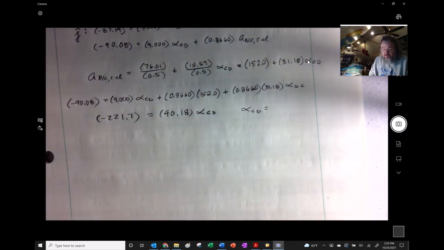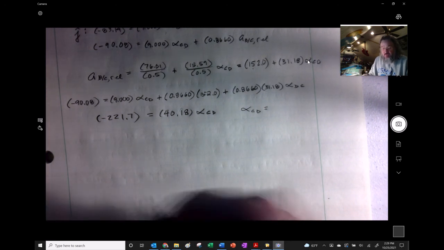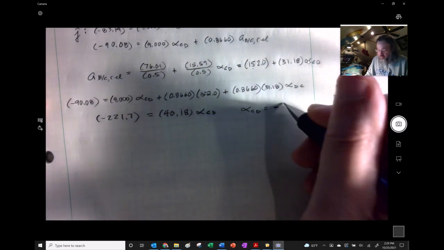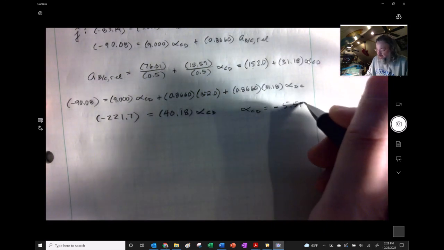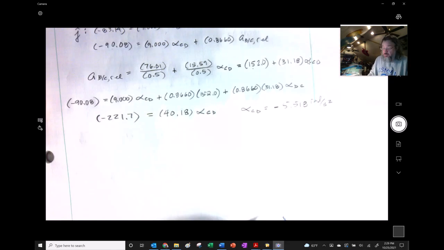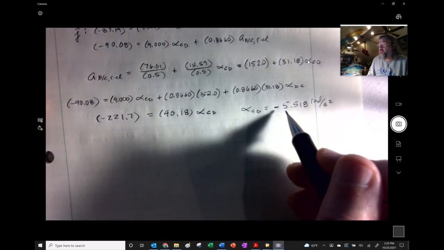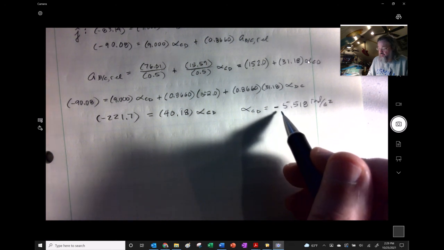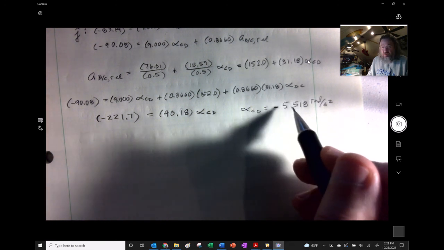And then I can take my 221.7, and what I find is I get a negative 5.518 radians per second squared. So that's actually the thing that we were trying to find, right? Yes, that's the thing we were trying to find as our main goal.